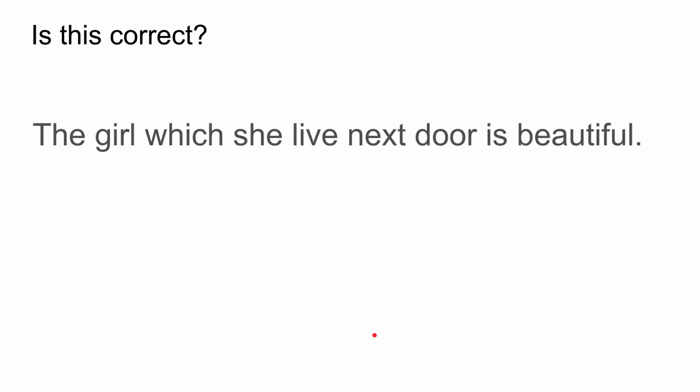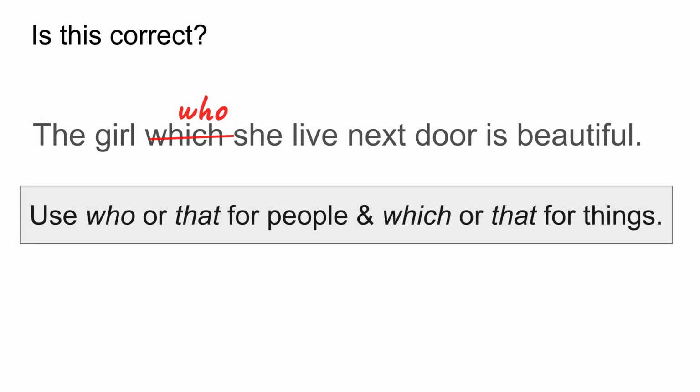And let's do one quick sentence correction, okay? So look at this sentence. Try to find all the errors in this sentence, okay? You have 10 seconds. Let me read it to you first. The girl which she lived next door is beautiful. Okay, 10 seconds. Try to find all the errors. Okay, first error. We don't use which with people. Here, which is referring to the girl, so we use who or that for people and which and that for things. So we don't use which, we use who.